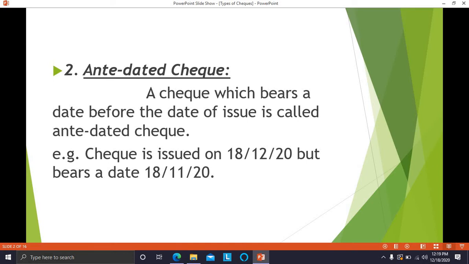So they may give you the situation that there is a check which is issued on this date and it bears a signature, it bears a date, this date. So which kind of check it is? So you have to guess this is antedated or post-dated, and on that basis you have to solve the case study.